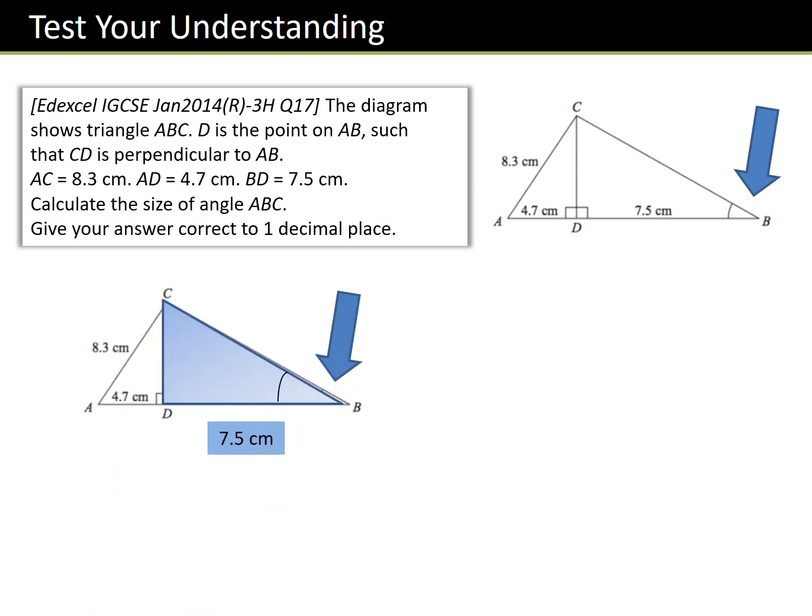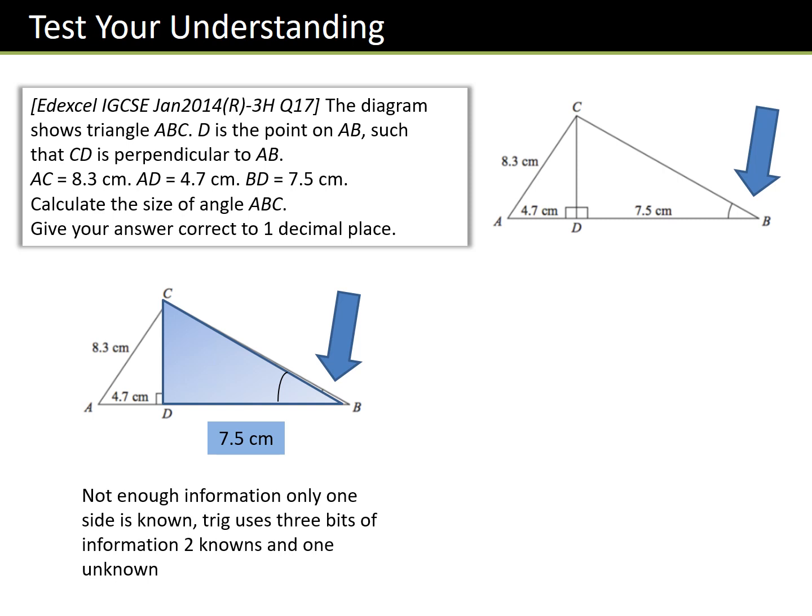So let's have a look at the right angle triangle, and you'll notice I've got a right angle triangle, I've got an angle, I've got a side. I do not have enough information to find anything at the moment. So I need 3 bits of information for trig. There's 2 knowns and 1 unknown, but I've got 2 unknowns and 1 known. That's not going to work.